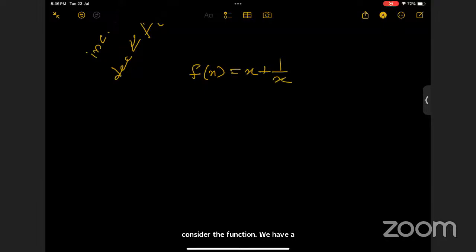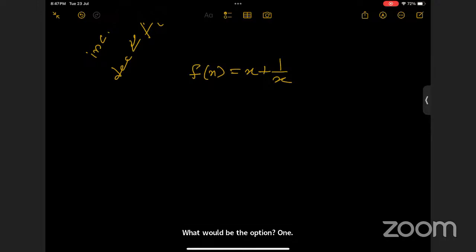Someone has posted a question. Consider the function given here, f of x equals x plus 1 by x. Which of the following options are correct? F is an injective function if the domain is... Can everyone see this question? Yes, ma'am. What will be option 1?